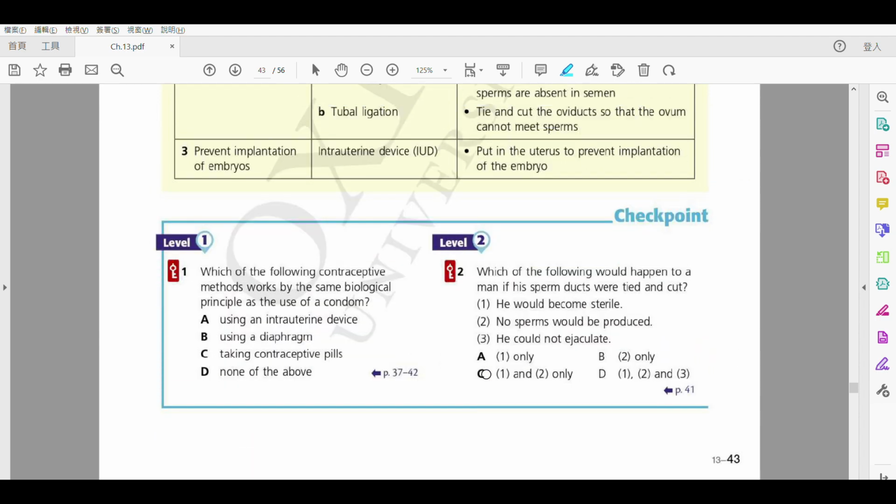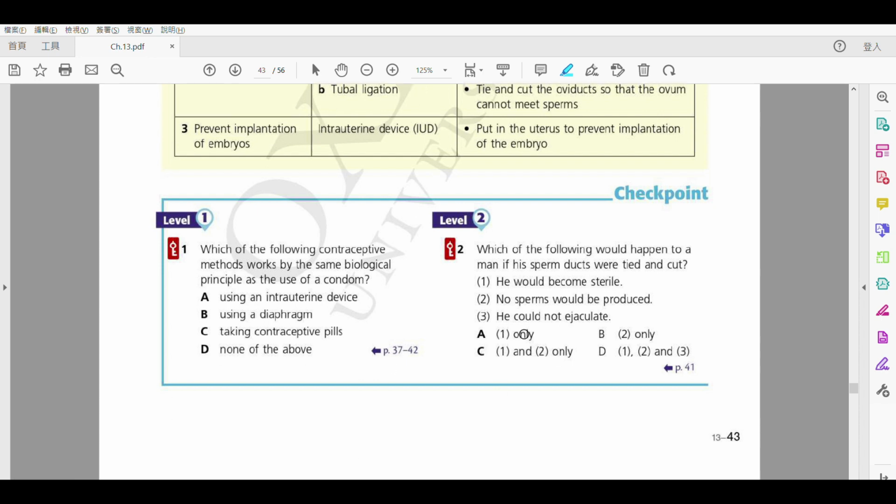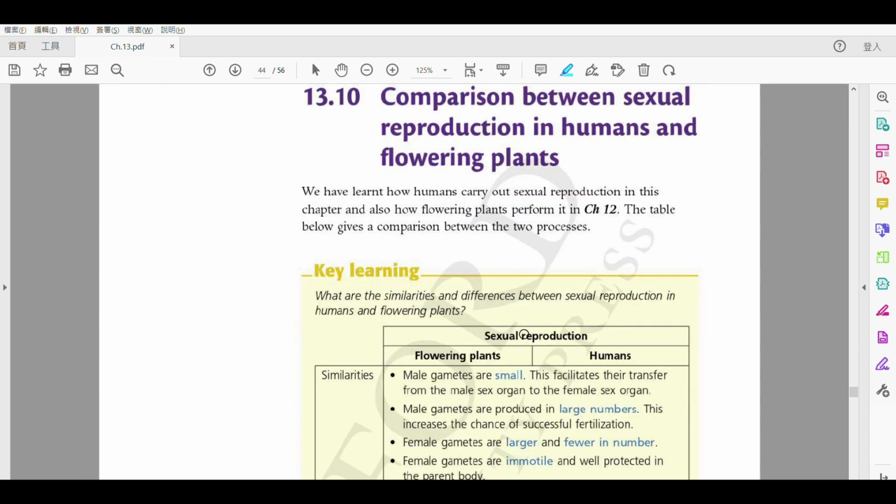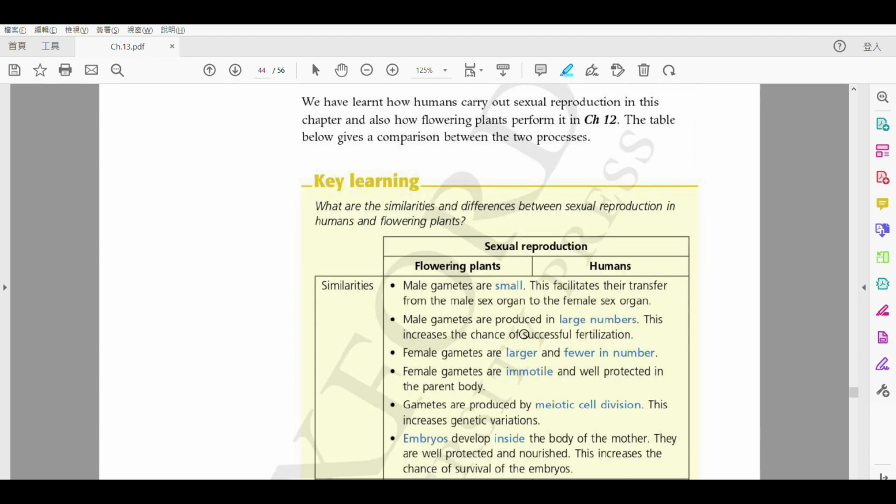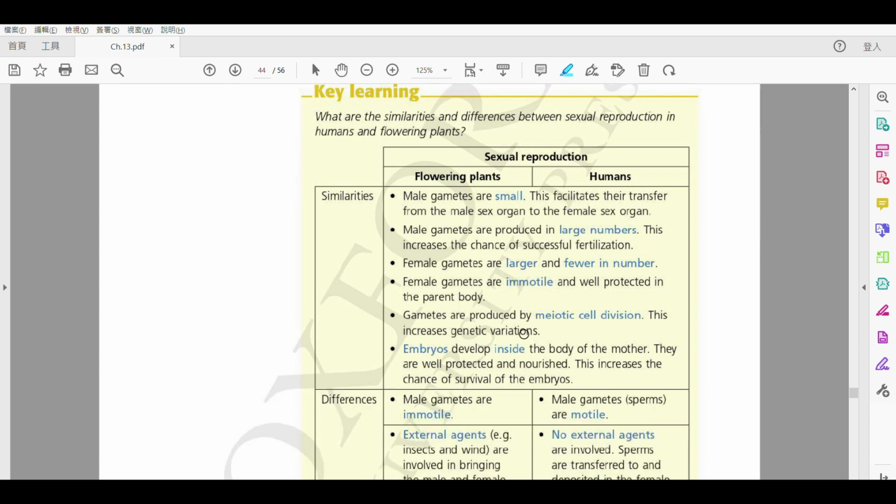Okay, so that's all for all the contraceptives. And please finish this one yourself. And the last part is this page. This one is once tested, not in DSE, but tested in your exam. So you can look at it yourself. I'll go through this one with you later in class.